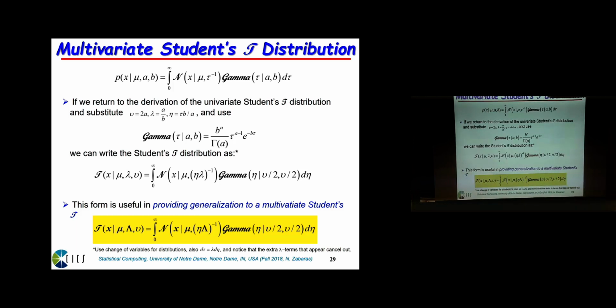I mentioned how we get the student t distribution with fat tails. And so when I introduce this equation, can somebody tell me exactly what we do here?